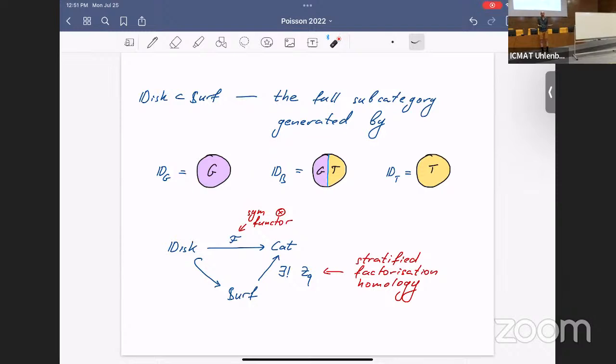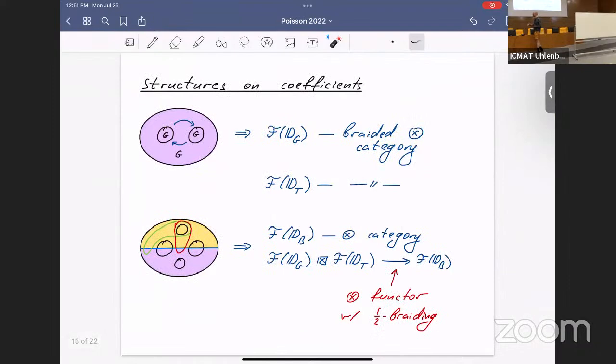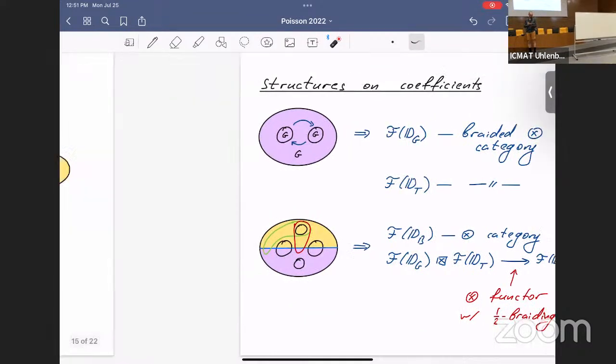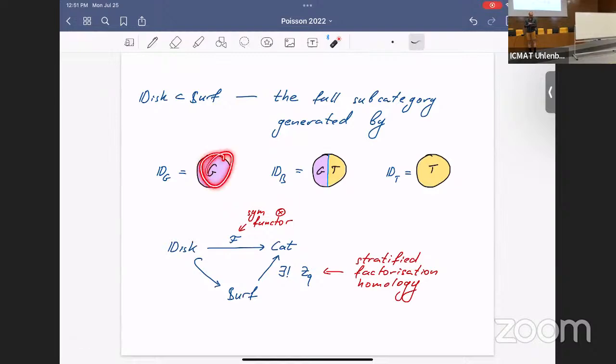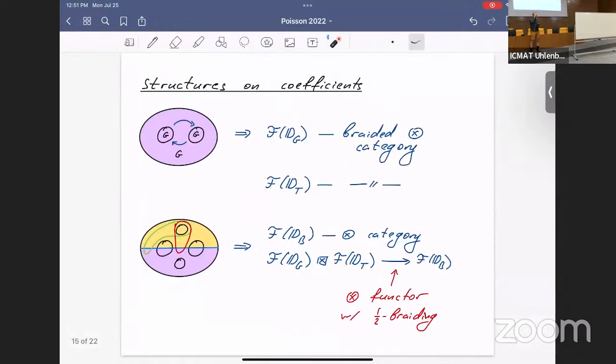Although obviously this definition, if that was the only thing we knew, would be quite useless because we cannot calculate anything with it. But luckily you can. Now let's discuss what kind of structures should be assigned to the images of these guys. Well, first of all, our functor applied to this G disk: we can take two disks and embed them into one bigger G disk, so it has to be monoidal, and also we can rotate these disks 180 degrees, so it has to be a braided monoidal category. Same thing goes for the T disks. It also has to be a braided monoidal category.